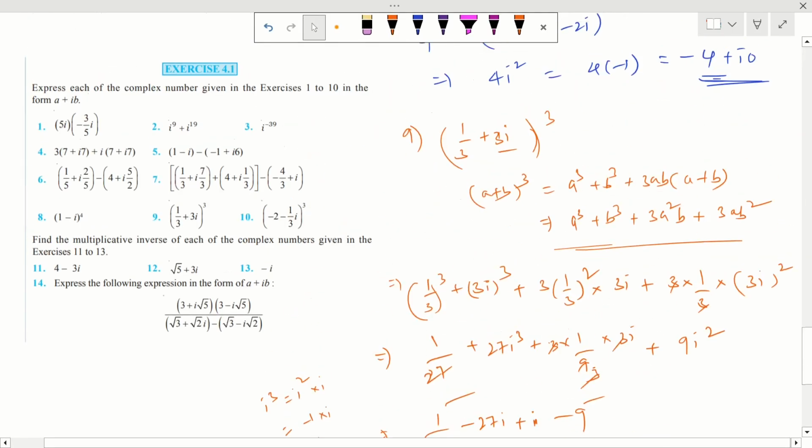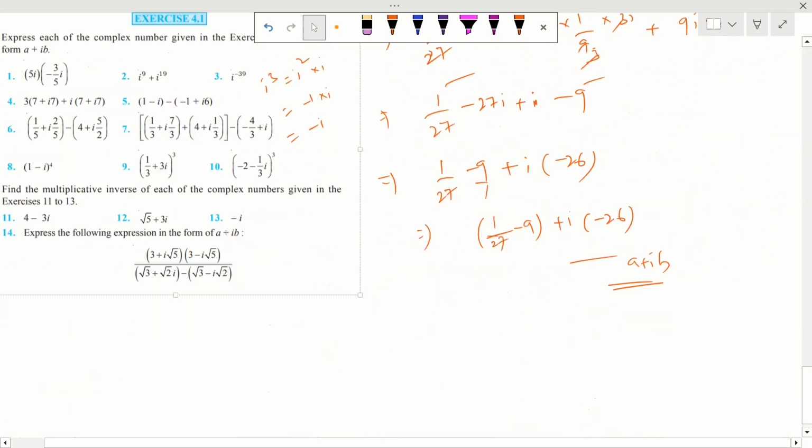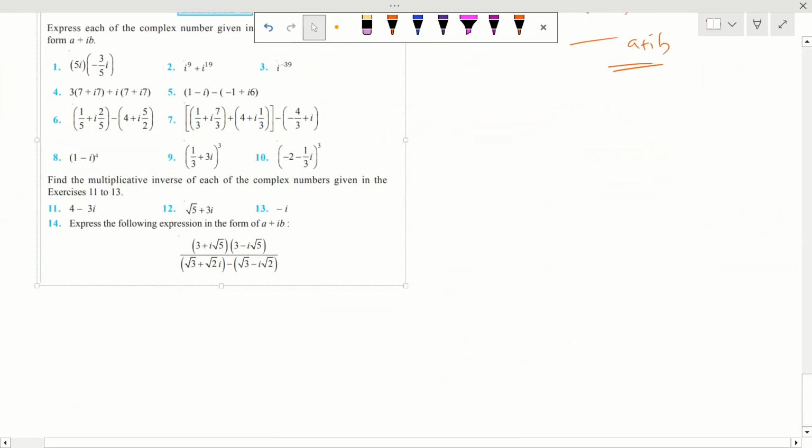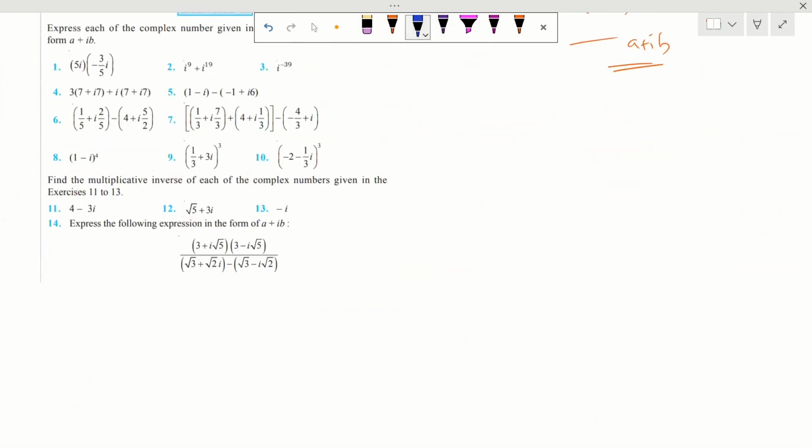Now, in the same way, we need to apply it to the 10th one. The 10th one, you just apply the (a minus b) whole cube formula, as we solved the ninth one. The (a minus b) whole cube formula is a cube minus b cube minus 3ab into (a minus b), right? Further, if we solve this, a cube minus b cube, this is minus 3a square b, and minus into minus is plus, it is plus 3ab square. Okay, you just solve this one.